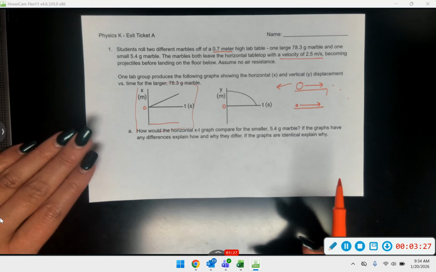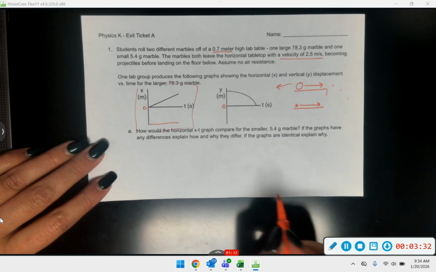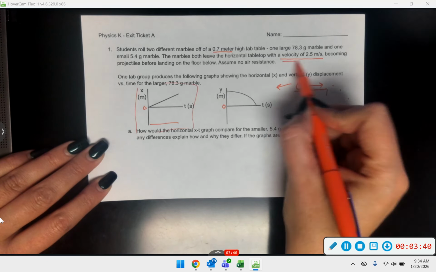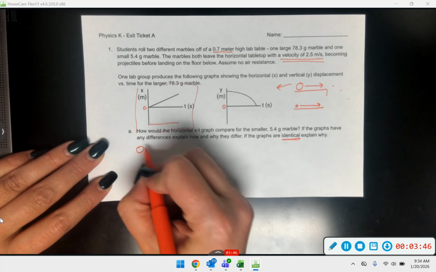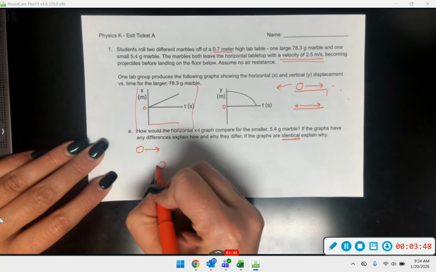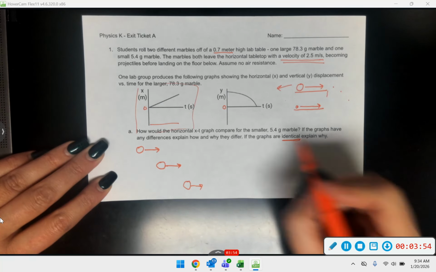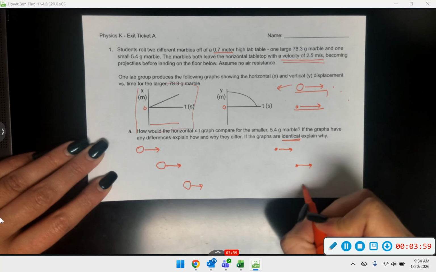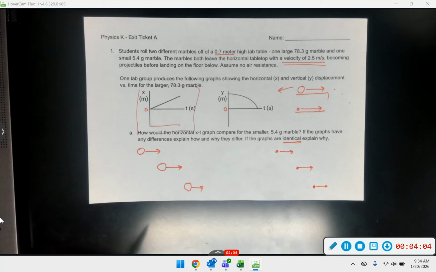So how would it compare? If there are differences, explain how and why. There are no differences here. If they're identical, explain why. They would absolutely be identical. And they would be identical because both marbles have the same horizontal velocity. This is a horizontal launch, and both of them, regardless of their mass, are going to have the same horizontal velocity as they fall. It doesn't matter if it's this little one or this big one. And so you would have an identical graph.